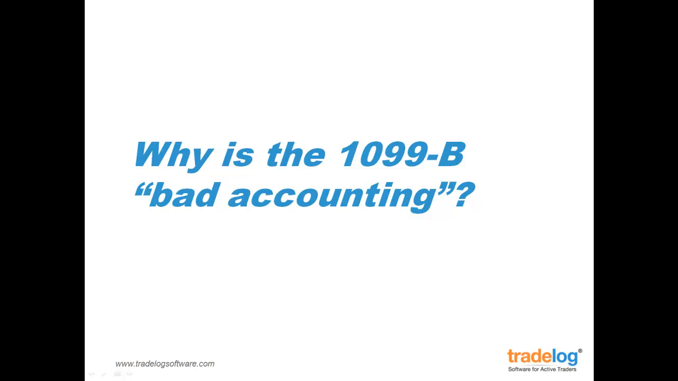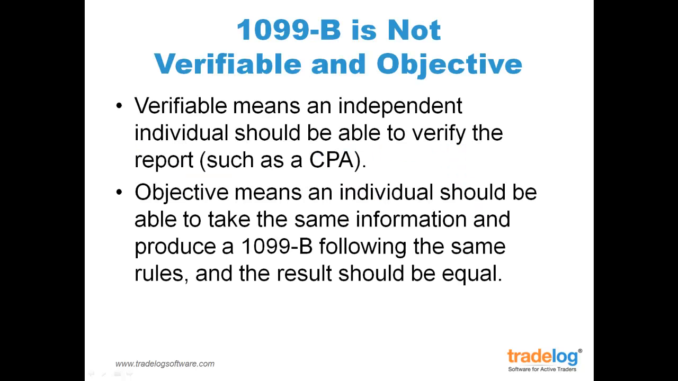Why is that so? Well, we looked at the 1099-B from an accounting perspective. And what we looked at in particular is that one of the core principles in accounting is that information reported should be verifiable and objective. What does that mean? Well, to be verifiable is quite simply just that. You should be able to verify the information that is reported. So, for example, if I receive a 1099-B, either myself or my accountant should be able to look at the cost basis and sale proceeds and verify those numbers with information I might have.